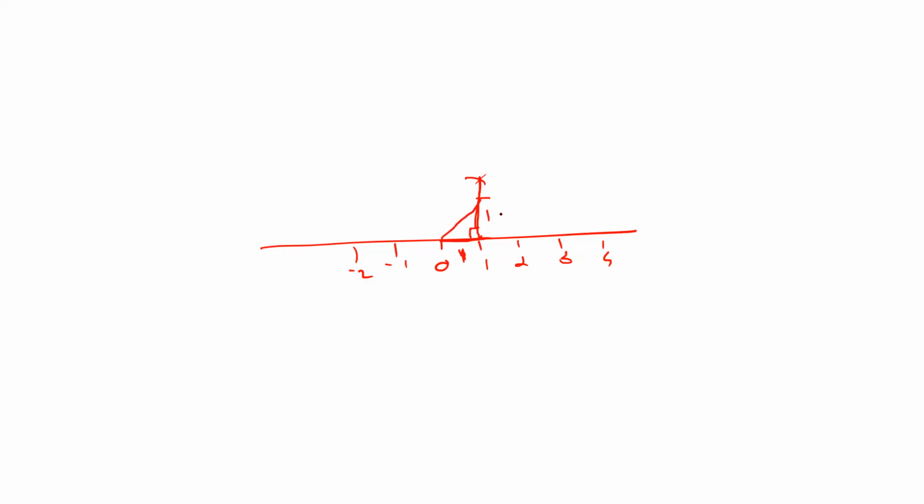So what is this length? By Pythagoras theorem, it is the root of 1 squared plus 1 squared. That is root 2. This length is root 2. And if you put the compass here, then this is plus root 2. This is minus root 2. This is plus root 2. This is minus root 2.